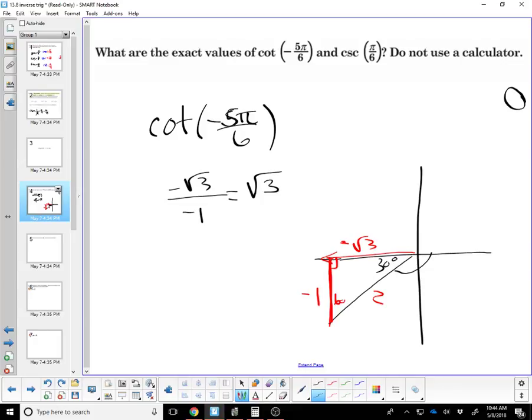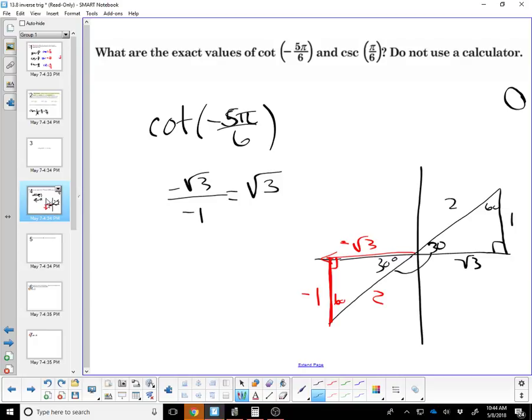Now the other angle they want is the cosecant of pi sixths. Well, pi sixths is a 30-degree angle. It's only one of them. That means that it's going to be the companion to this bad boy. Here's my 60, opposite 30 is 1, 2, radical 3. Notice that they're both positive in this case.